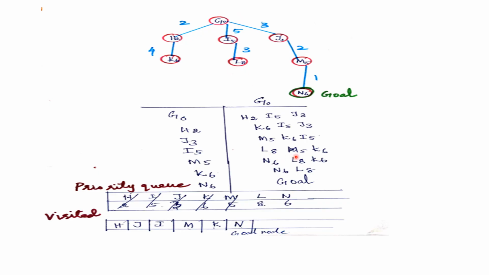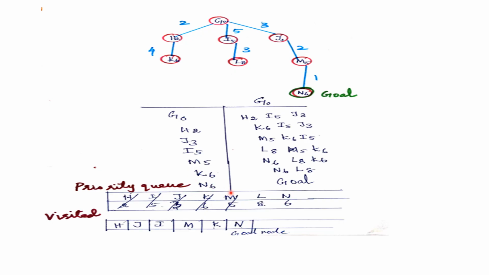So L8, M5 and K6. Comparing all the values, this M contains the lowest value. So then move this M to the visited list and expand M. After expanding M, we can keep the N value in the priority queue with the cumulative cost of 3 plus 2 plus 1, so totally it should be 6. Now comparing these two values, N has the lowest value, so take this N from the priority queue.